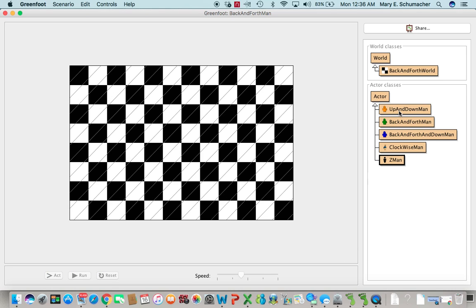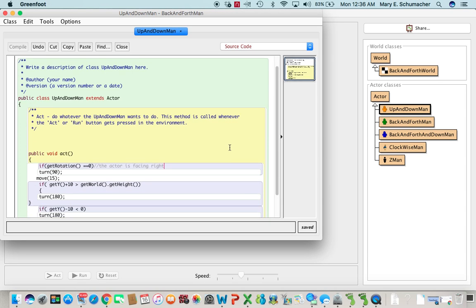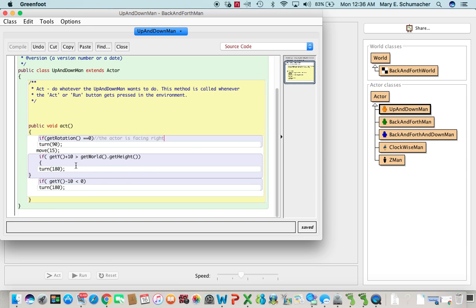So I just want to double check on the others. Up and down man, we have him moving up. What we did was we first decided we had to turn him 90 degrees, so we'd be facing down. We moved him. Then we checked to see if he hit the bottom, and then we checked to see if he hits the top as well. And if he hits the top, we turn him 180 degrees. So let's just double check that. That one's done.